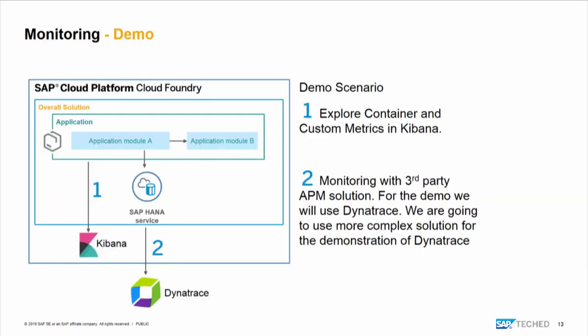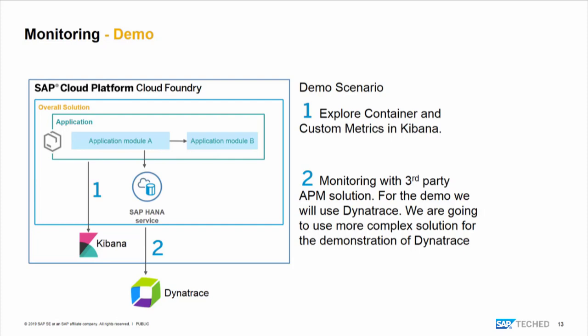So let's see a demonstration. What are we going to see? First, I'm going to show you the container and the custom metrics. I'm just going to explore them. I won't drill down into the details, because if we drill down into the details for monitoring and APM solutions, it will take us a separate conference to do this. And second of all, I will show you how we monitor one of our live solutions with Dynatrace, which is the APM that we chose to use. At the end, you can choose whatever you like and whatever you want.